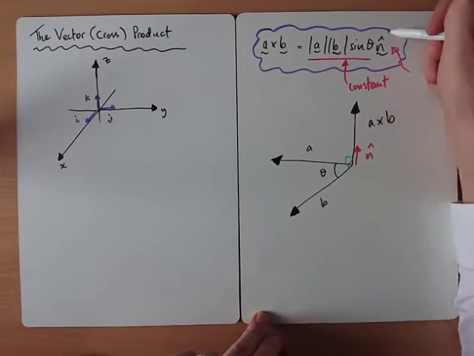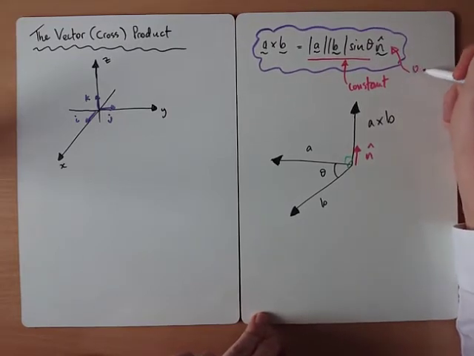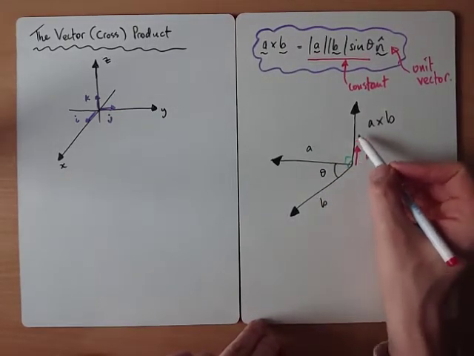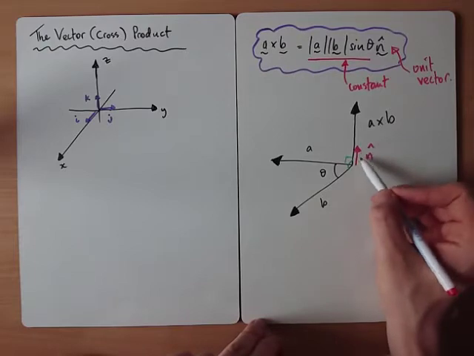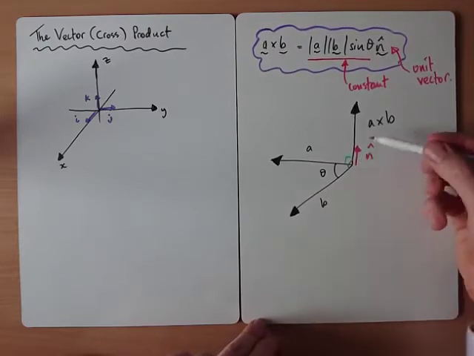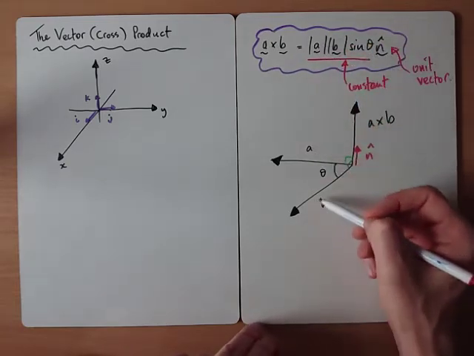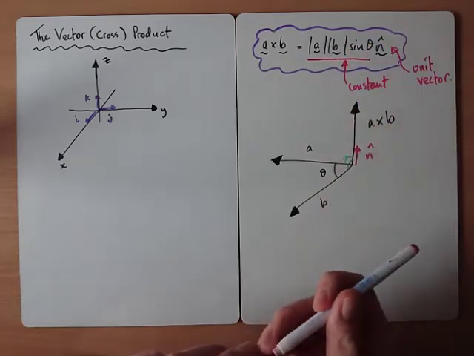When we write a vector with a hat on the top, that stands for a unit vector. So the cross product of two vectors ends up being a multiple of this unit vector. This unit vector here is the vector that's perpendicular to the two vectors, but we get a multiple of that unit vector, depending on how big A is, how big B is, and the angle between them.